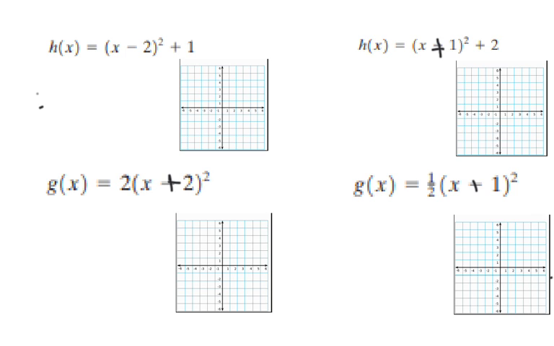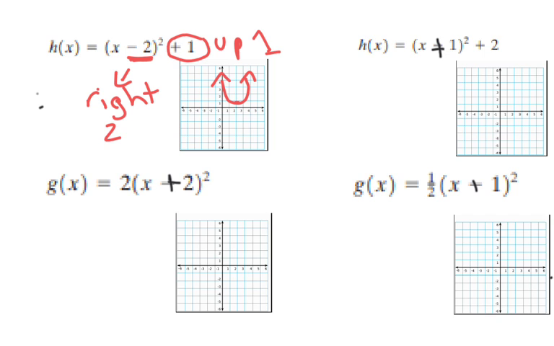Okay, so several more examples here. The one at the top says h of x equals the quantity of x minus 2 squared plus 1. So inside the parentheses is going to be left or right. Since this is a minus, you're actually going to go right 2. It's the opposite of what it seems like. So that's going to move it right 2. This plus 1 on the outside is going to move it up 1. So that means your vertex goes right 2 and up 1. So something like that.